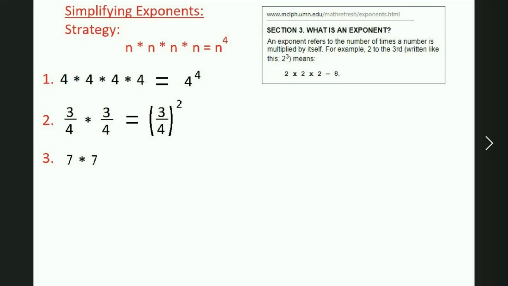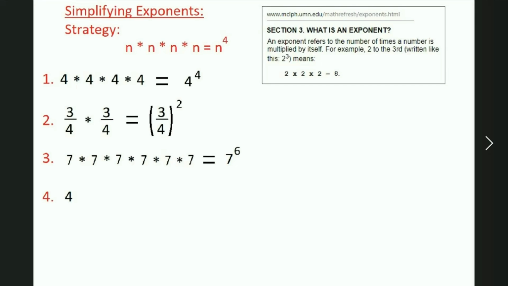We have 7 times 7 times 7 times 7 times 7 times 7. We have 6 sevens, so that's 7 to the 6th power. So again, if you count the number of times we multiplied 7 by itself, it's 7 to the 6th power. All right, so here we go.